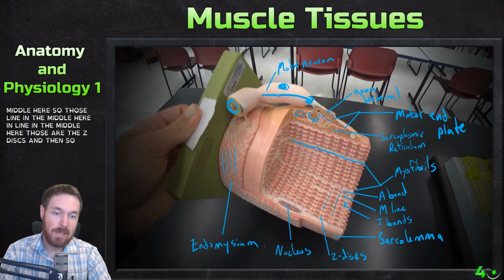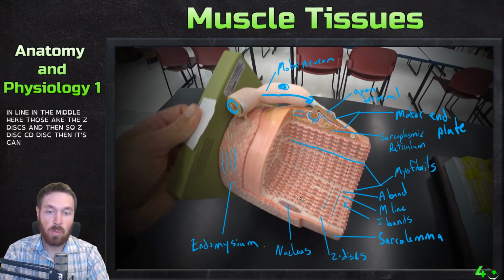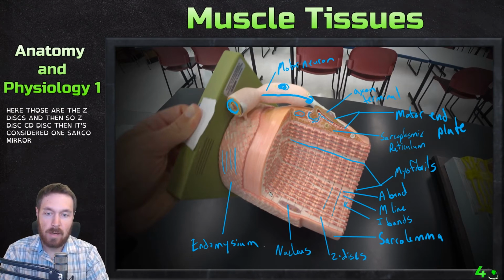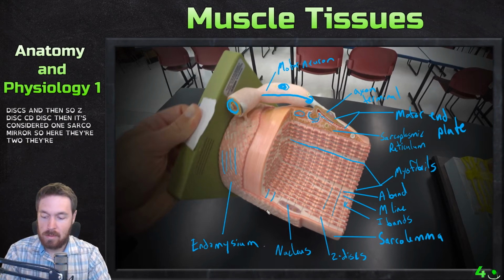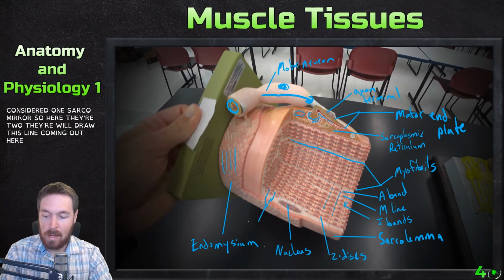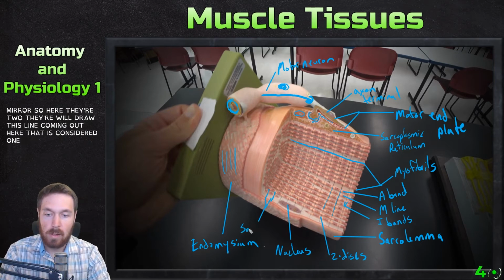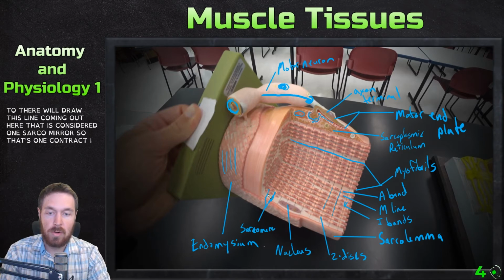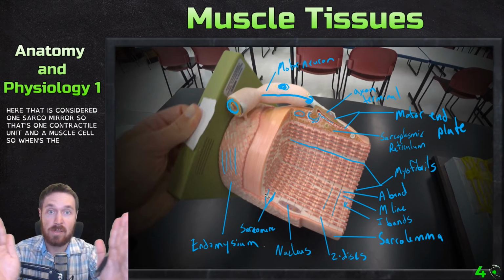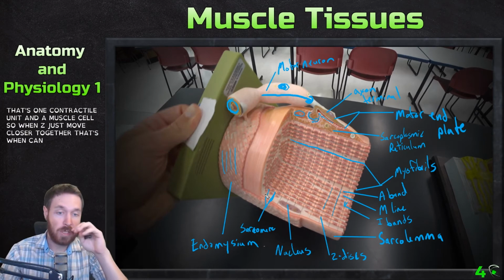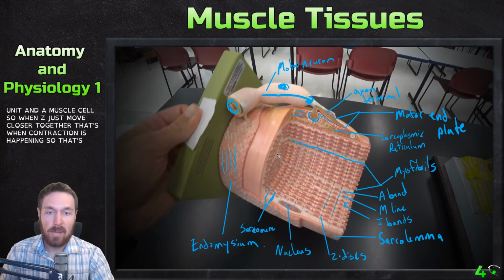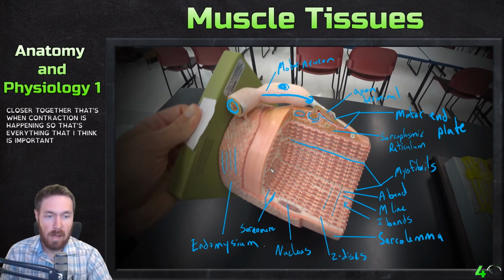And then Z disc to Z disc is considered one sarcomere. So here, there to there, we'll draw this line coming out here. That is considered one sarcomere. So that's one contractile unit in a muscle cell. So when Z discs move closer together, that's when contraction is happening. So that's everything that I think is important on this model here.